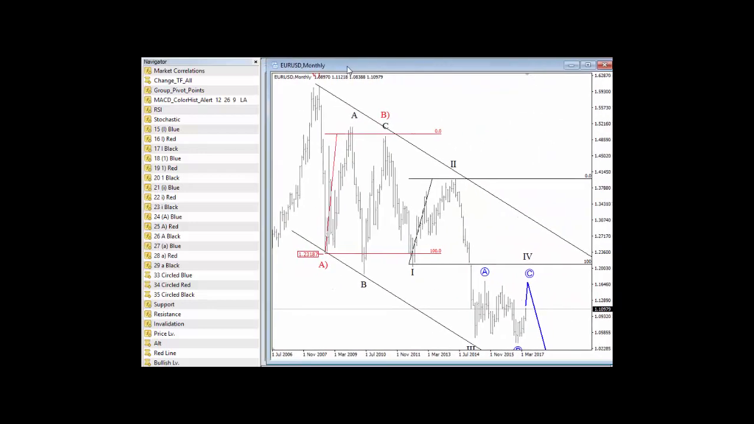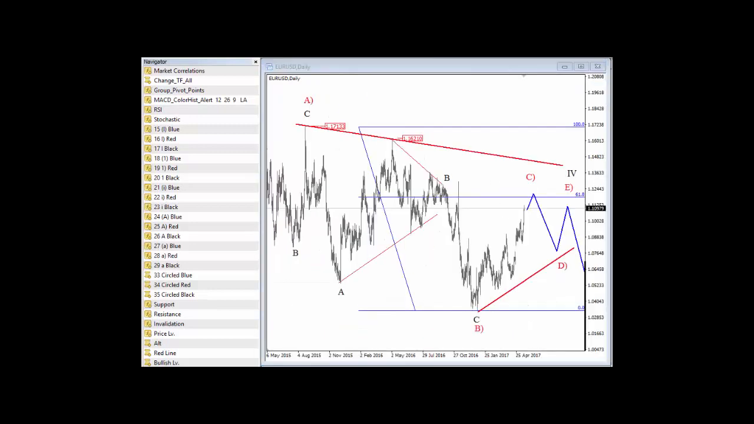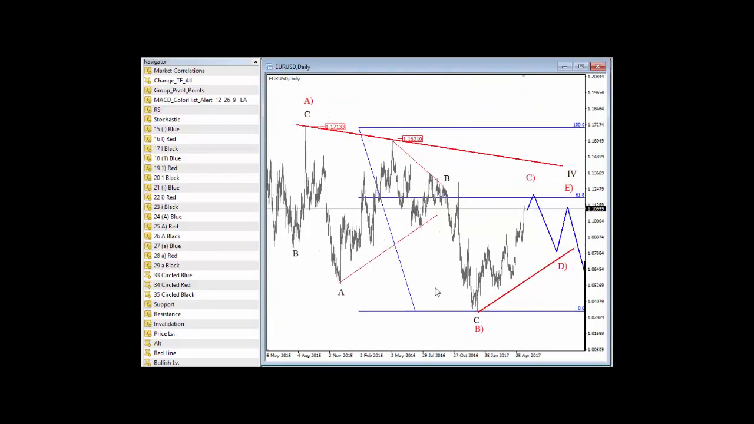The alternate scenario is that we are in a flat correction or another triangle. As you know, flat corrections and running triangles have the same first substructures, because in the triangles you see a three-wave move for wave A, then you see a three-wave decline for wave B.